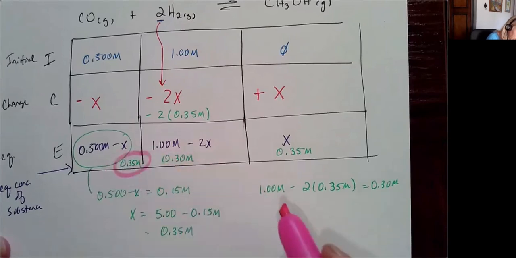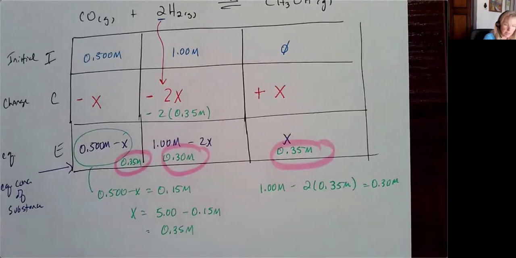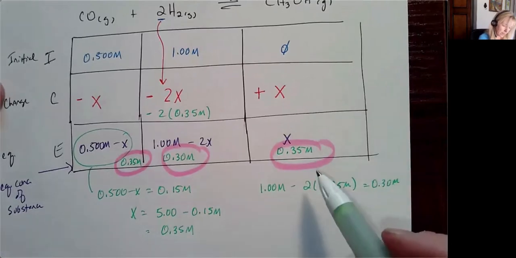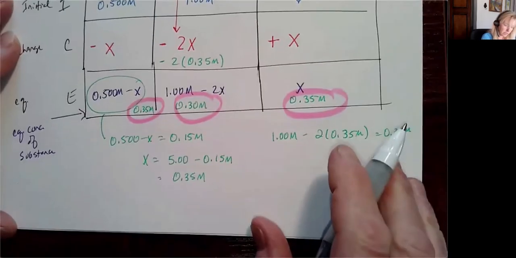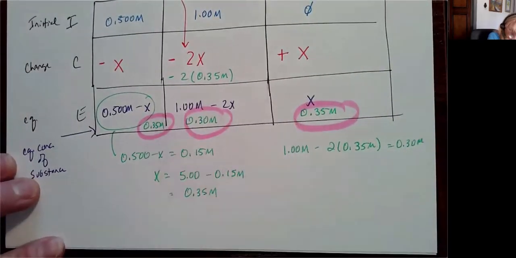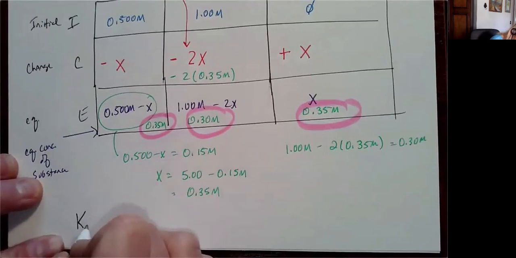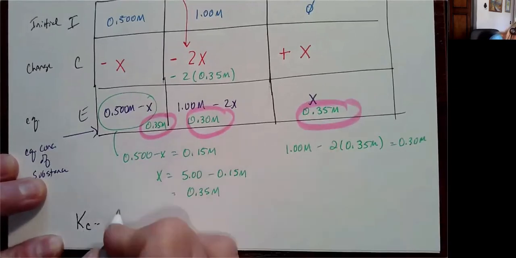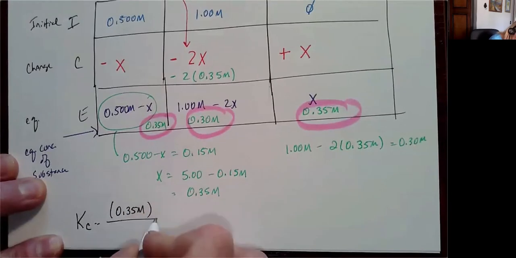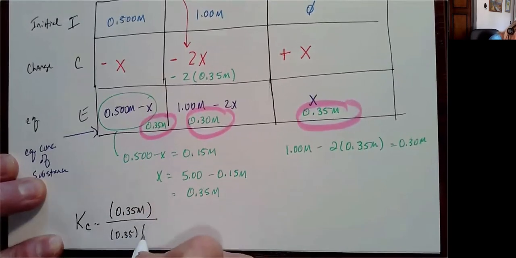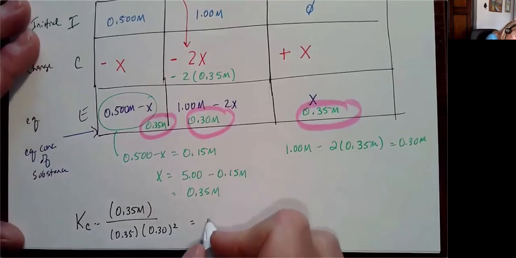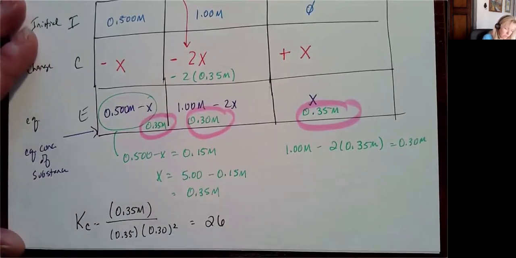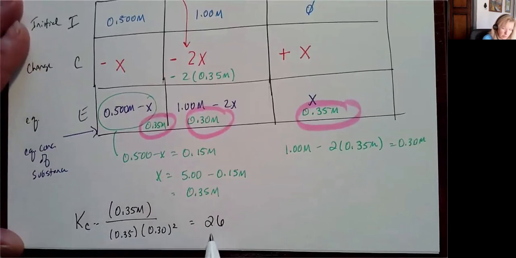Now I'm just going to take these values here and plug them back into my law of mass action. So this is my equilibrium for CO. This is my equilibrium concentration for hydrogen. This is my equilibrium concentration for methanol, and then I'm going to be able to calculate Kc from there. So I had to do an ice table to figure out what my changes and what my additions are, and then my Kc for this is going to be equal to 0.35 over 0.35 times 0.3 squared, and then that is going to give me 26. So my value for my equilibrium constant is going to be 26.